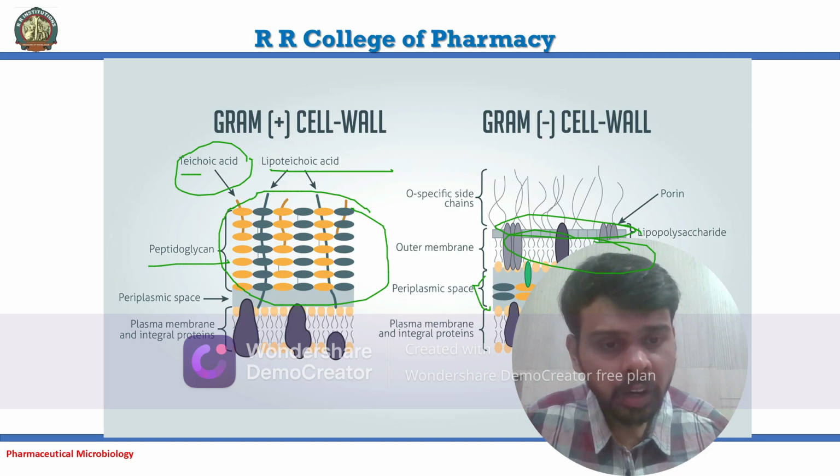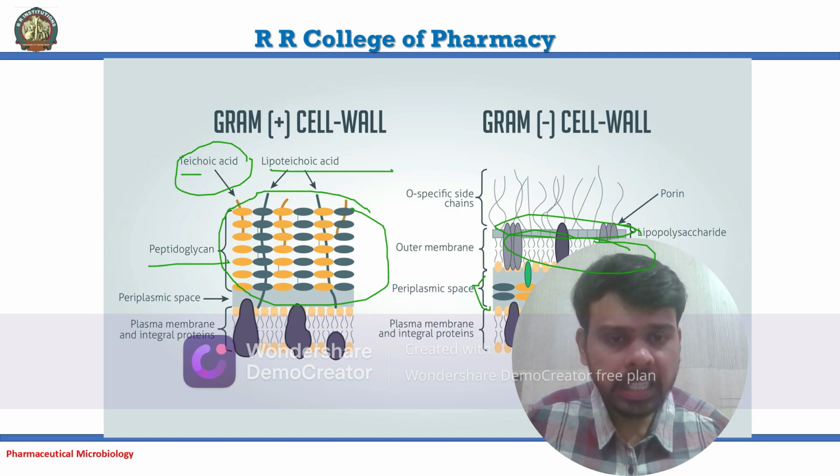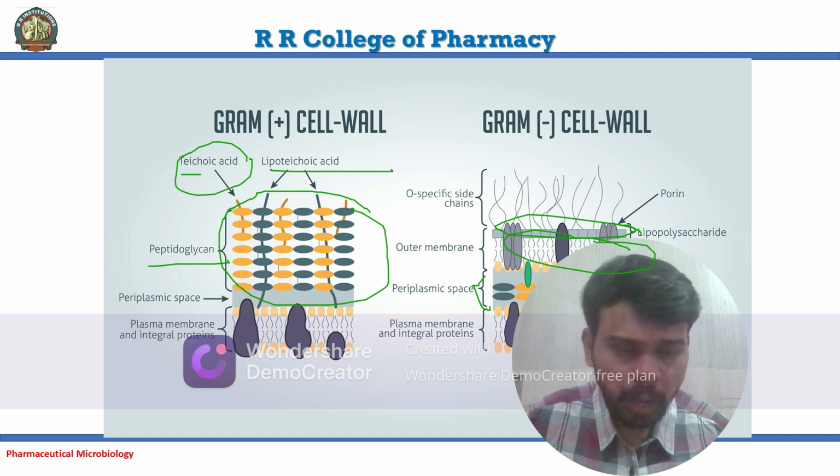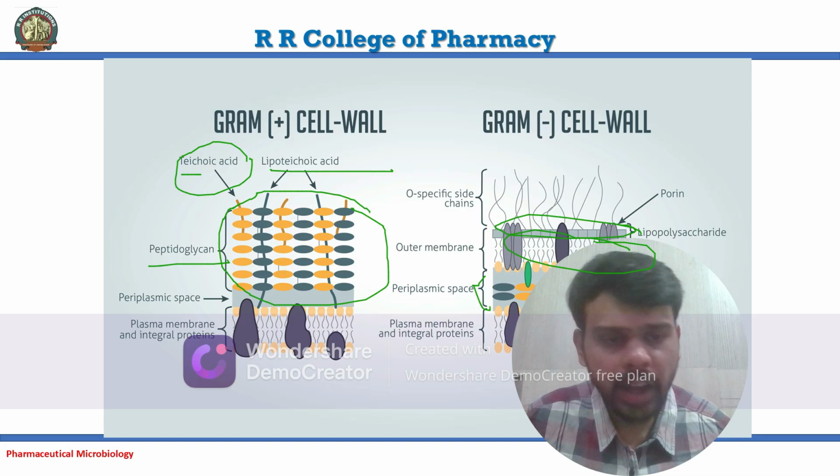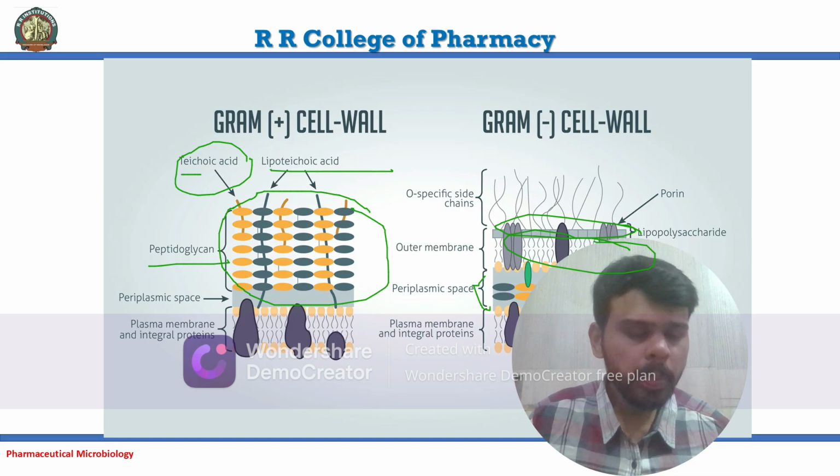What happened? The decolorizing agent has entered into the peptidoglycan layer. It has washed out the crystal violet and iodine complex, and the gram negative has become colorless.